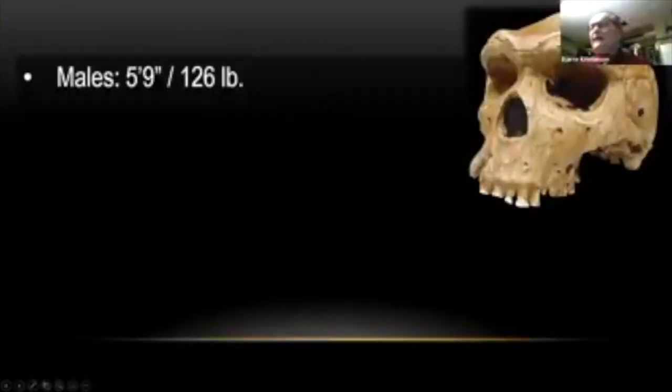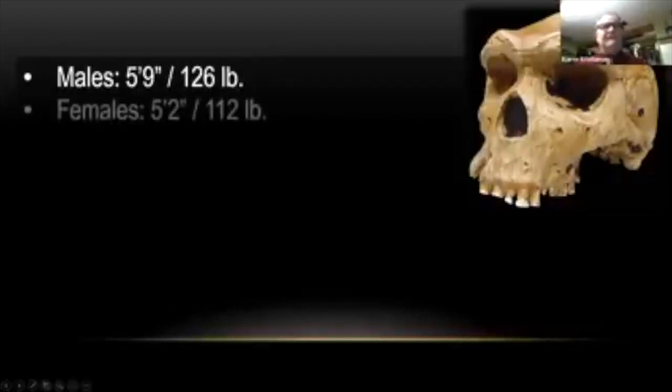Homo heidelbergensis. The males were about 5'9", so not that much shorter than anybody in our modern day and age, 126 pounds. Again, this is an individual that if you saw them out on the street, unless you looked twice, you would never know they were not conventional Homo sapiens. The females were about 5'2" and 112 pounds.